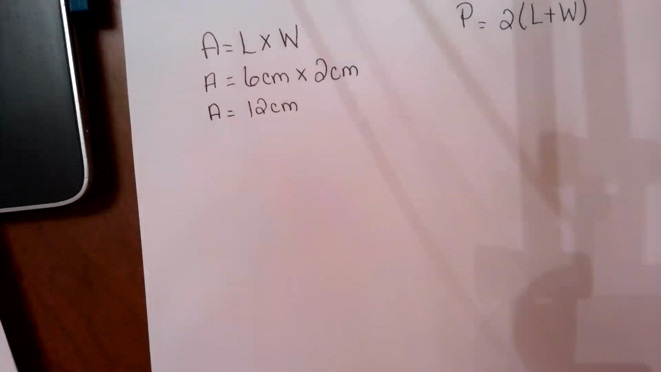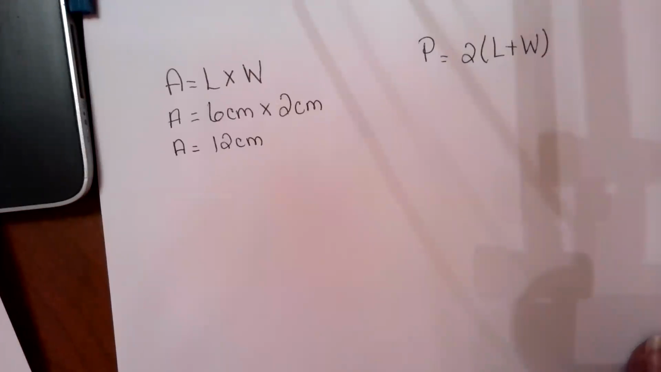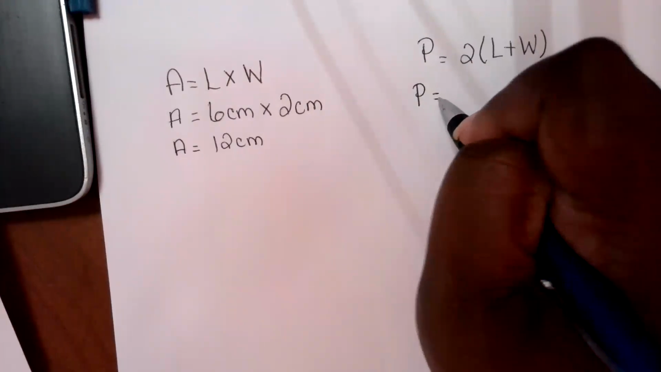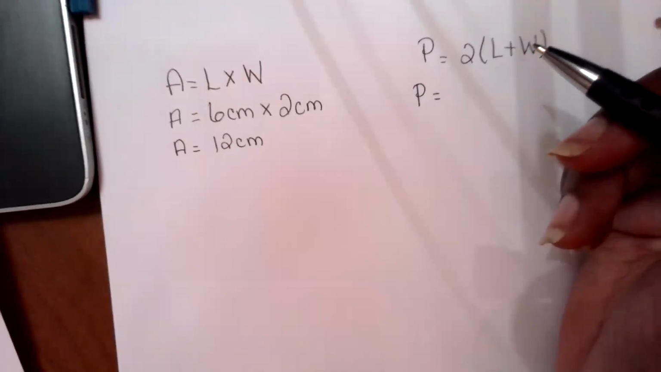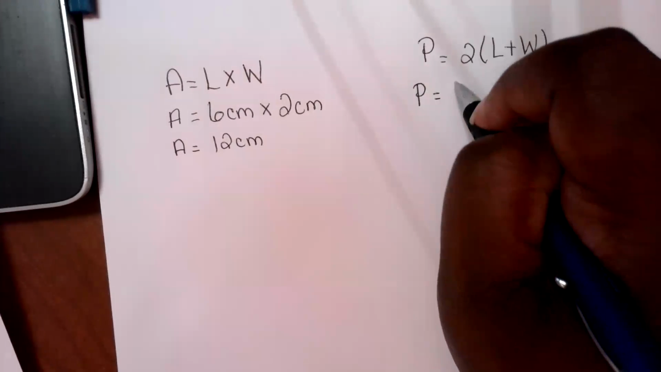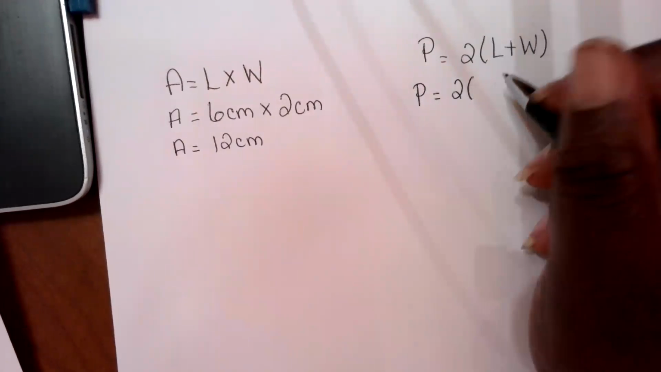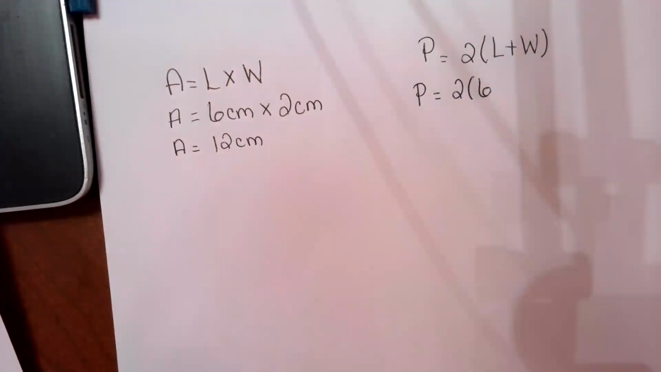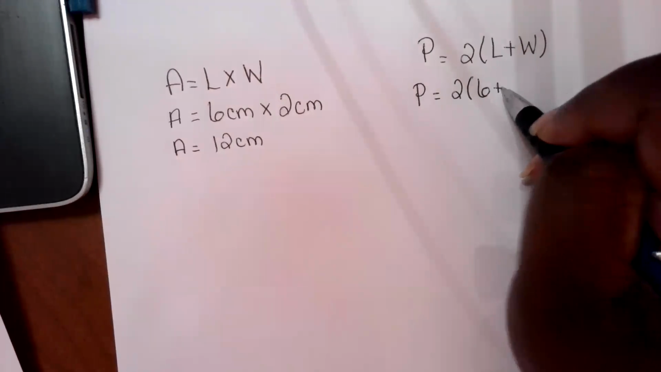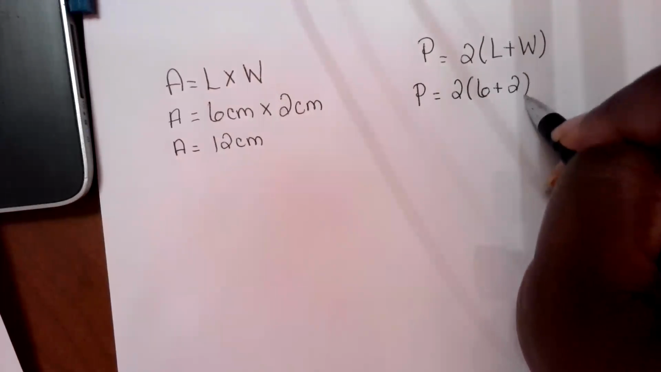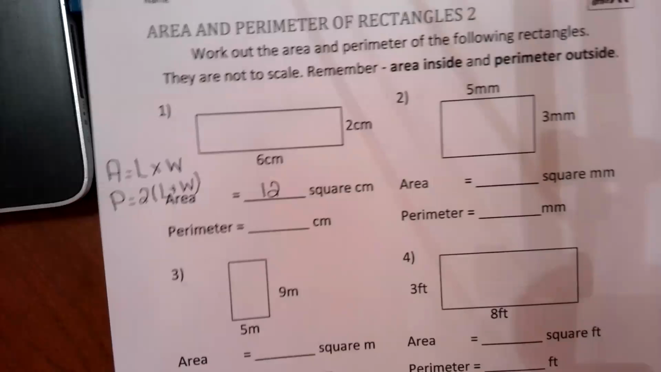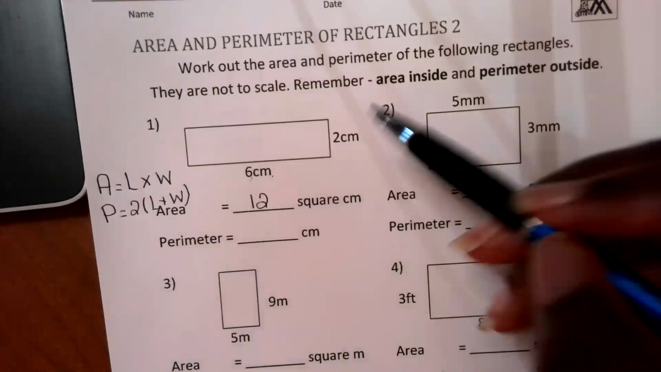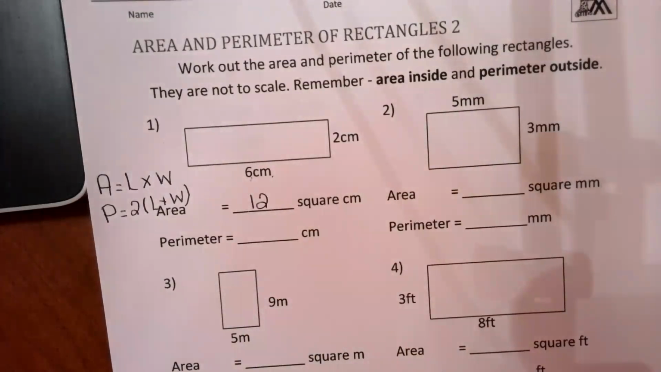Now I have to find my perimeter. So again, my numbers have not changed. They did not give me my perimeter, so my P is going to stay there. That's my variable, my unknown. Then I have 2 times my length, and we figured out before that our length was 6 centimeters, plus my width, which is 2 centimeters. And again, this is where I'm getting my numbers from. Right here, my length is 6 centimeters. My width is 2 centimeters.